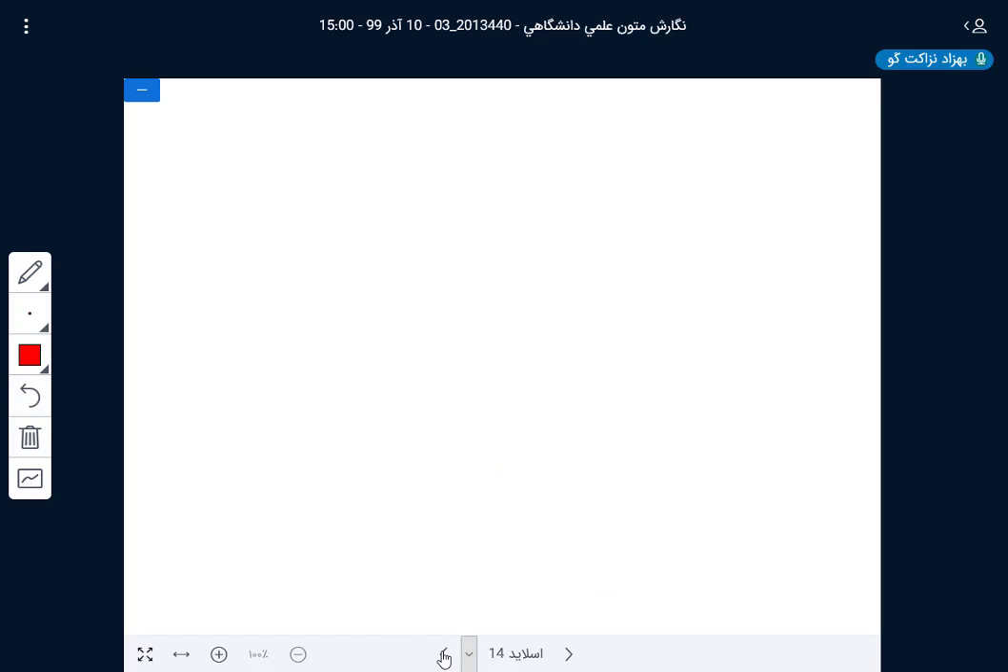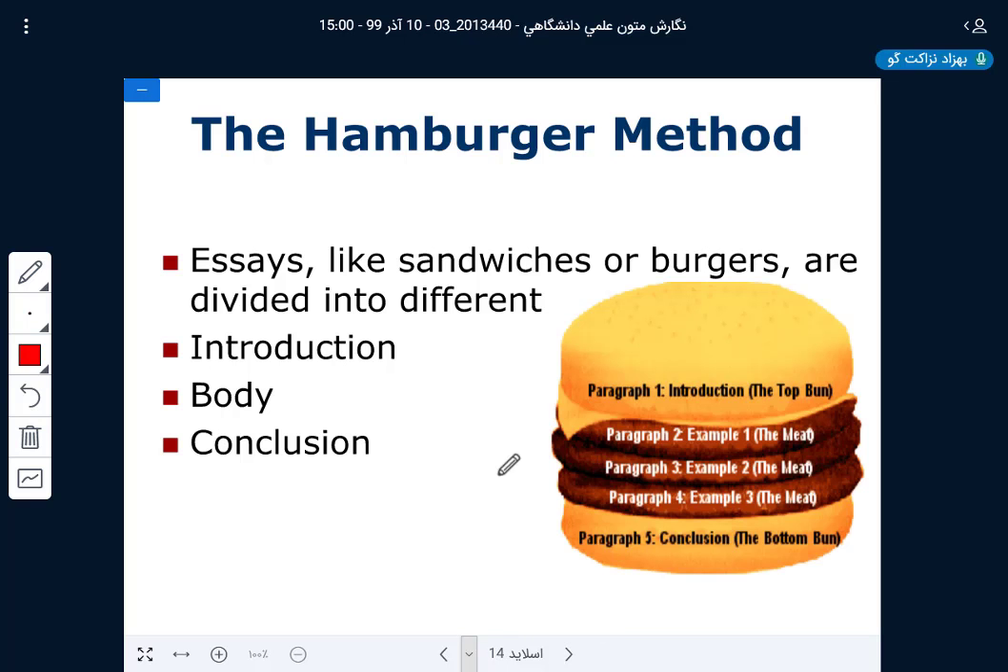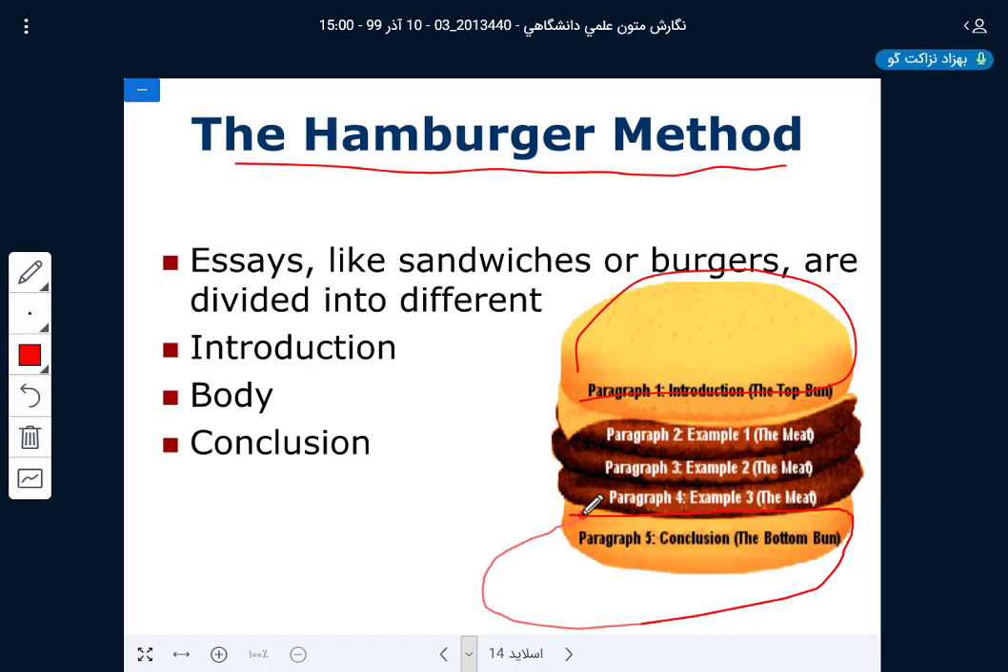It's not as simple as this one. We will see the different types of writing and how we can actually develop. So as you see, this is the Hamburger method. In the Hamburger method, we have paragraph 1, the introduction, which is the top one. In terms of the nature of this one and this one, introduction and conclusion have the same nature.